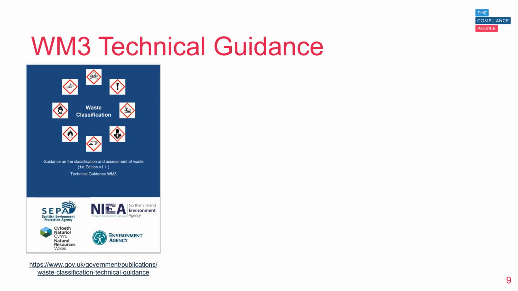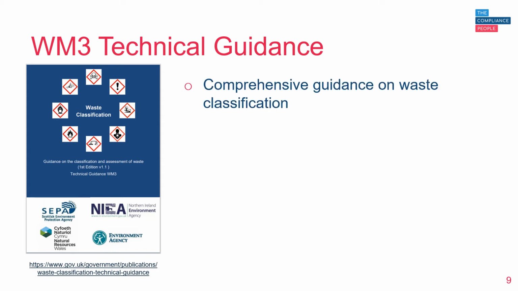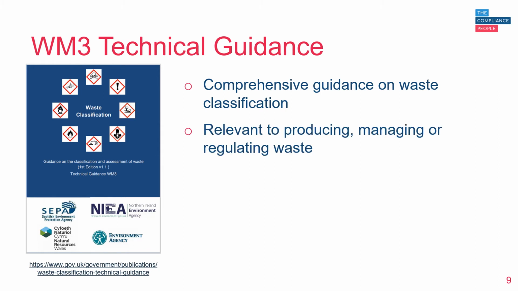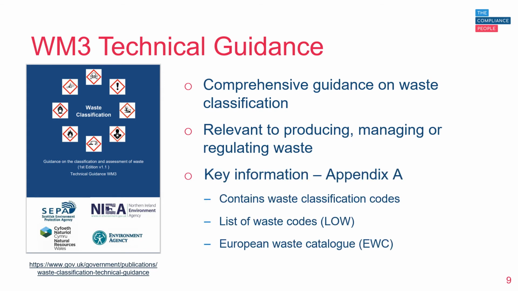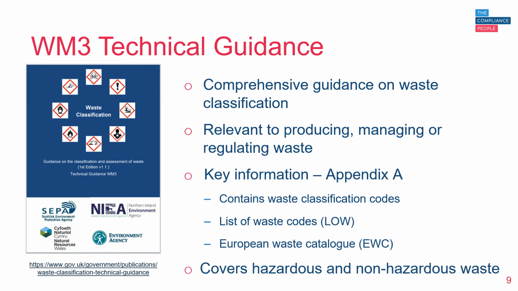So this is what WM3 looks like. It's the Technical Guidance for waste classification, and it's a comprehensive reference manual for anyone that's involved in producing and managing waste, and it's also used by waste regulators. Appendix A includes the waste classification codes, also referred to as the LOW codes, list of waste codes, or EWC codes, so European Waste Catalogue codes. And this is for hazardous and non-hazardous wastes, although for the purposes of today, we're just looking at non-hazardous waste for transfer notes. This document does not provide guidance on the packaging and labelling of waste for transport.